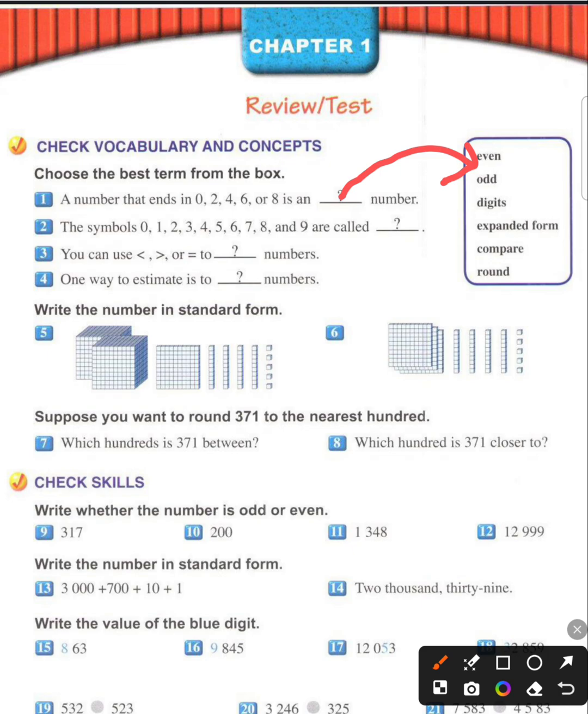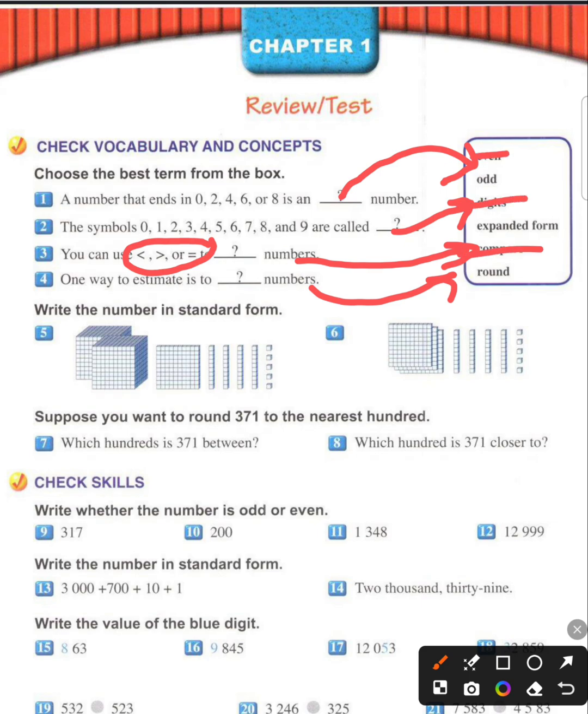The symbols 0 up to 9, they are called digits. You can use these two symbols, and you can use this, sorry, they are called digits. You can use these three symbols to compare numbers, okay? And one way to estimate is to round, okay? Round. It means it's even, digits, compare and round, and expanded form.